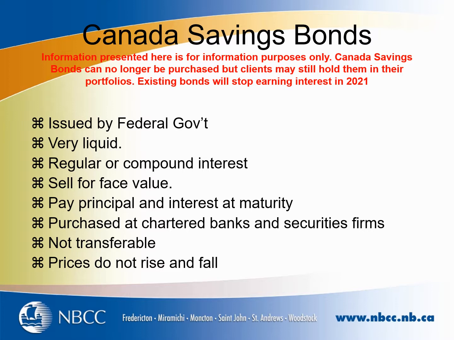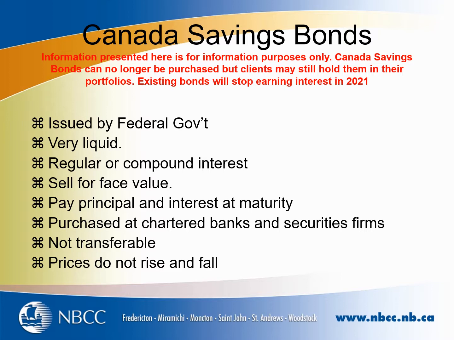Canada Savings Bonds pay the principal, or in the case of our $1,000 Canada Savings Bonds, the $1,000 face value, plus interest at maturity of the bond, if the bond is held until maturity. If the bond is not held until maturity and cashed in early, the accrued interest is provided at that time. Canada Savings Bonds can be purchased at chartered banks and many securities firms.